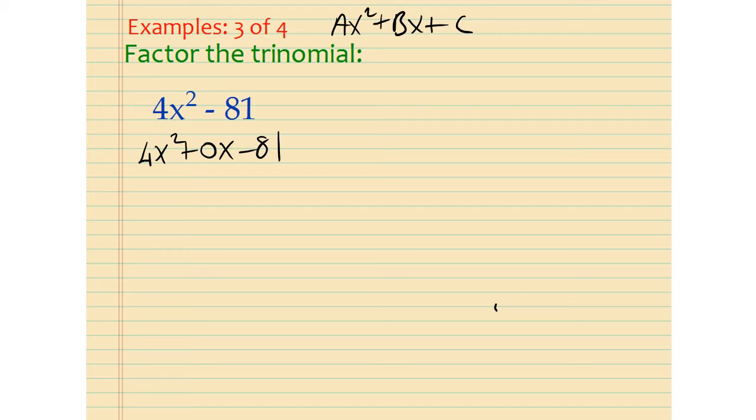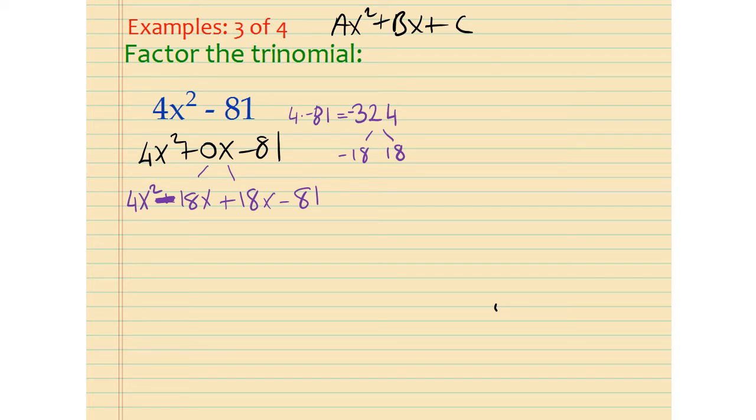I can multiply my first number and the third number. 4 times negative 81 is equal to negative 324. Factors of 324 that can add up to 0 are negative 18 and positive 18. I can separate my middle term into a negative 18x and positive 18x: 4x squared minus 18x plus 18x minus 81.